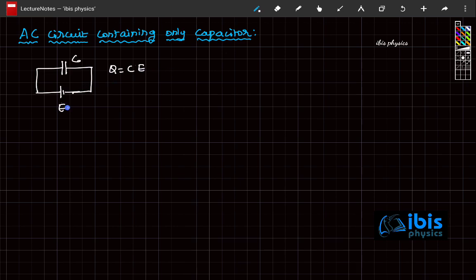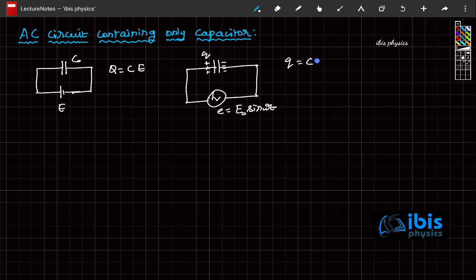Suppose instead of a constant EMF, you connect a capacitor across an alternating EMF, which is given by E equal to E naught sine omega t. In that case, the charge on the capacitor plate keeps on changing because the EMF E is a function of time. So when the EMF changes, the charge also changes. That is why we call this charge a small q. That means it is changing with respect to time.